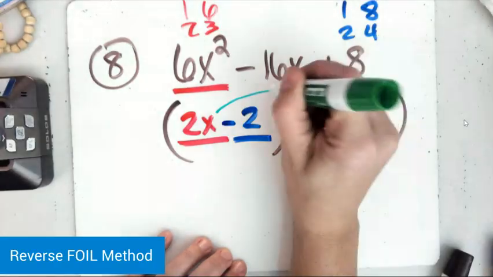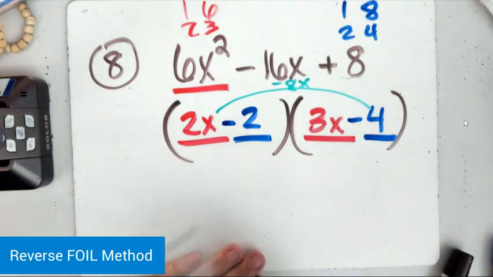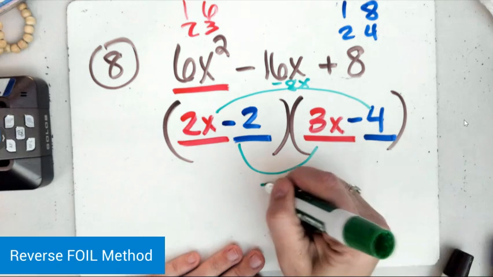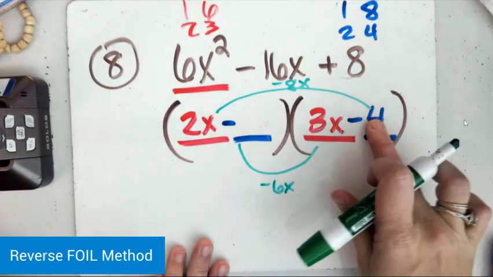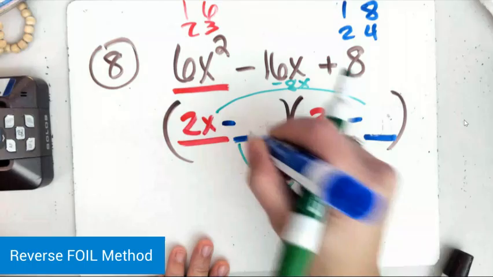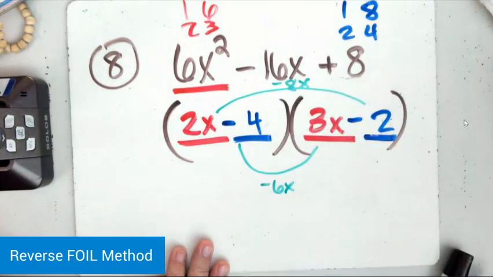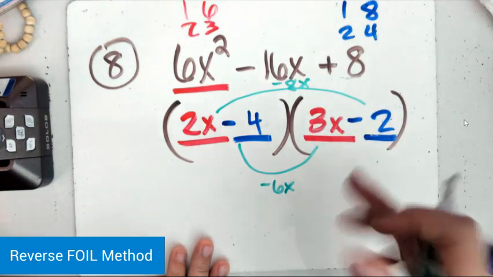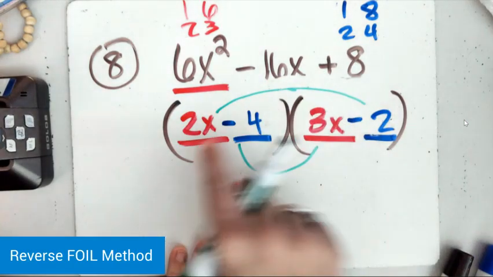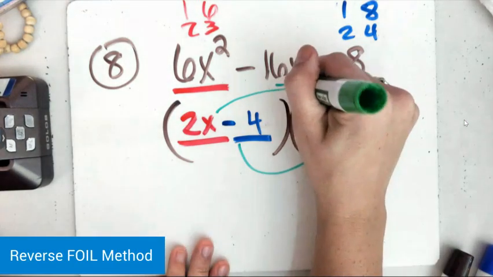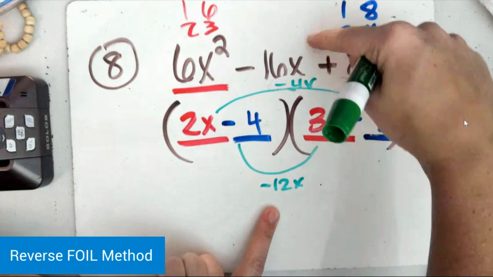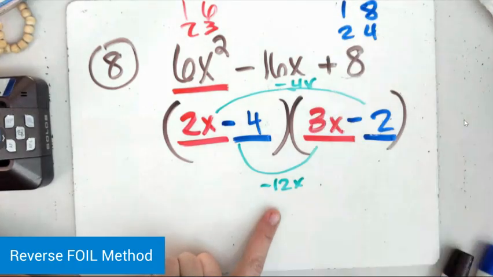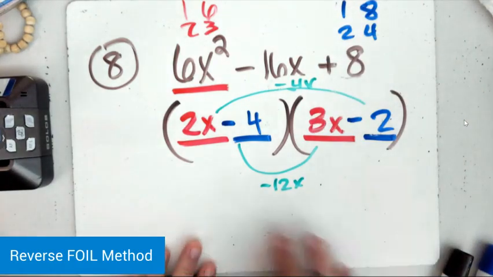2x times negative 4 is a negative 8x. Negative 2 times 3x is a negative 6x. Does it work? You guys do know that I can switch the order and it will change things, right? So I'm still doing 2 and 4, but I switched the order. So this is going to be negative 4x, and this will be negative 12x. Now it works.